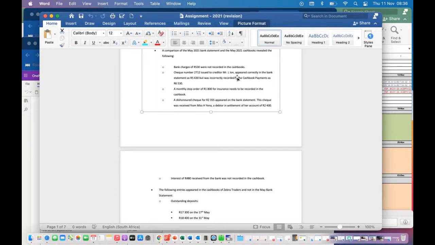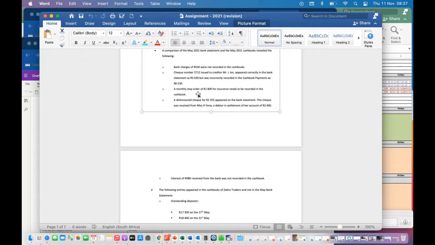Next thing, check number 2712 issued to creditor Mr. Lyon appeared correctly in the bank statement as 5,630, but was incorrectly recorded in the cash book payments as 6,530. So that's a 900 Rand difference. We recorded the payment higher than it should have been, because the bank statement was correct. What do we need to do to rectify this? If we have an error in the cash payments journal, where do we rectify it? CPJ. Sorry, CRJ, 100%. So this 900 we need to put in the adjusted CRJ. So you can write CRJ next to it.